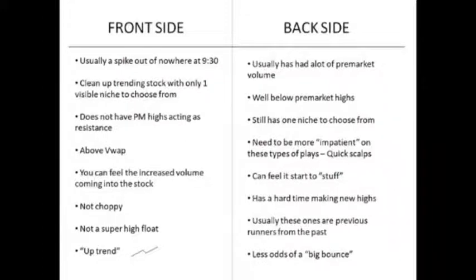The second type of first bounce is a clean uptrending stock with one visible niche to choose from, and that is going to be a clean uptrending stock in pre-market. If it's uptrending usually after the open, or it just kind of is a grinder, I usually don't like those types of patterns. And the front side doesn't have a pre-market high acting as resistance. It is making new highs actively. It doesn't have a high at like $1 away. The high might be 30 cents from where it is trading.